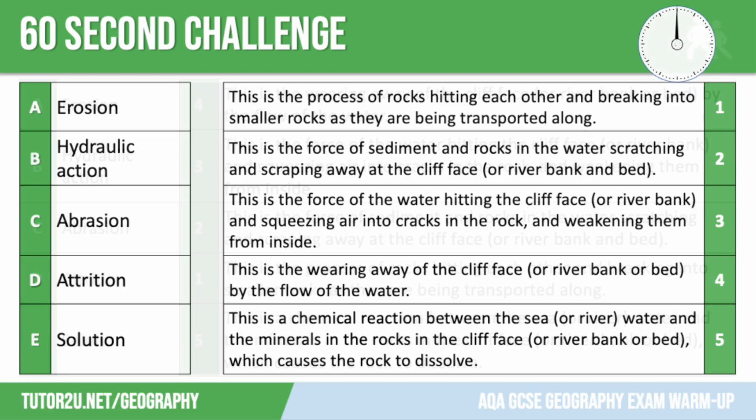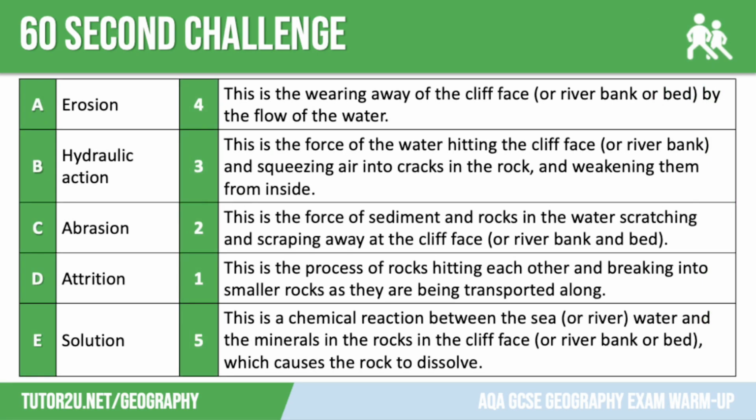Okay, let's see how we got on. So these are the correct answers. If you got all 5 right, then well done. So erosion is the wearing away of the cliff face or riverbank or bed by the flow of water. Hydraulic action, which is also sometimes known as hydraulic power, is the force of the water hitting the cliff face or the riverbank and squeezing air into cracks in the rock and weakening them from the inside.